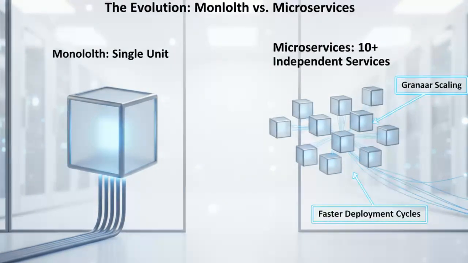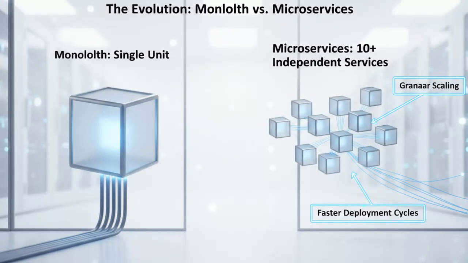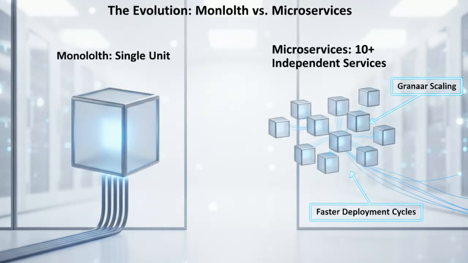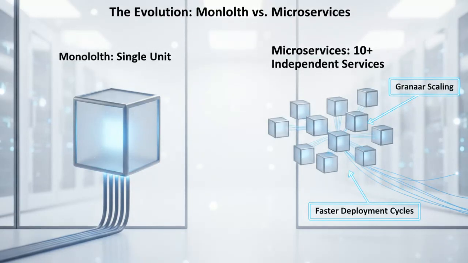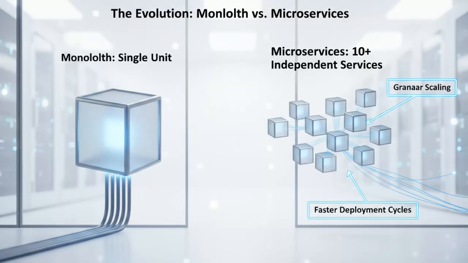Imagine a single, massive block of code where the UI, business logic, and database access are all tightly coupled. In a monolith, if one small part breaks, the entire system might crash. Scaling is also difficult. You have to scale the whole block, even if only one function is under load.